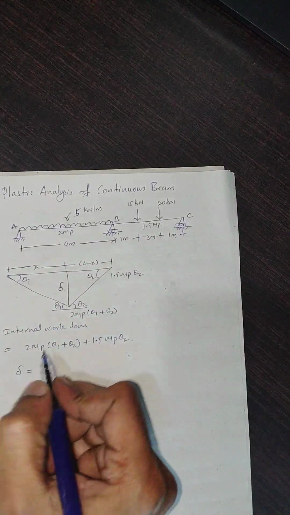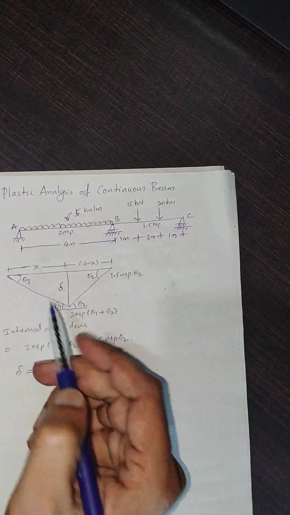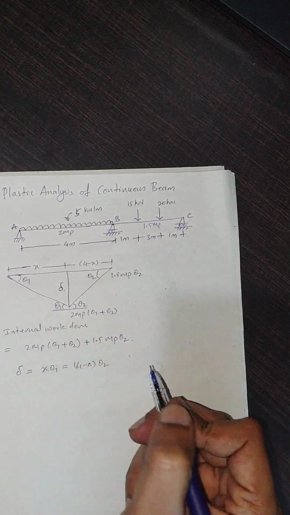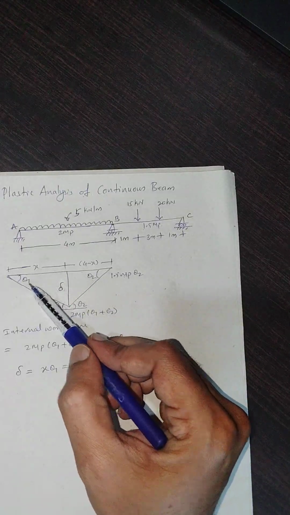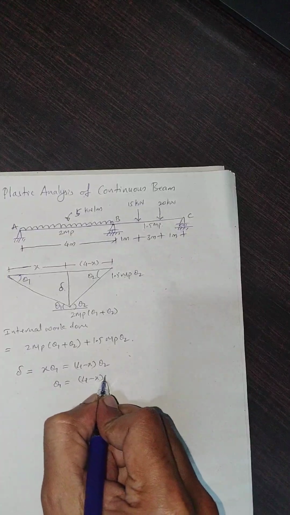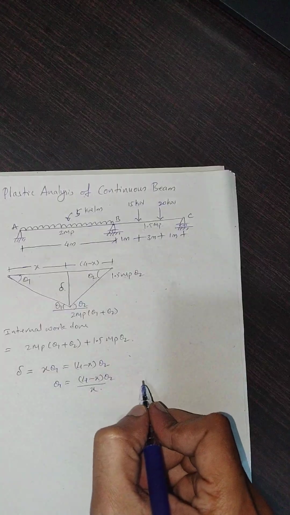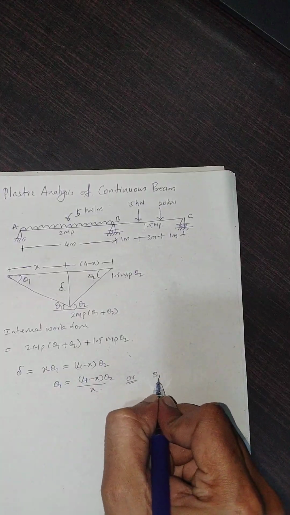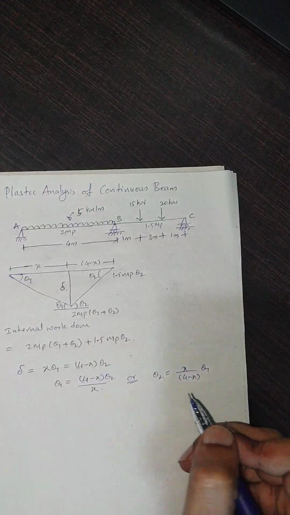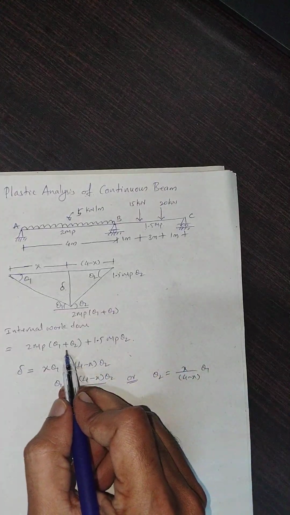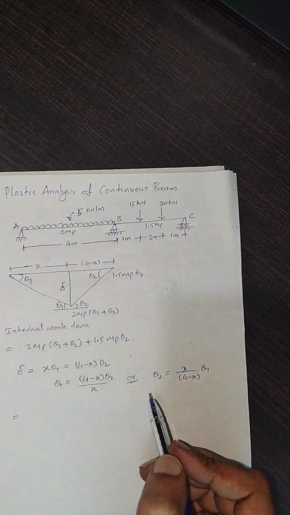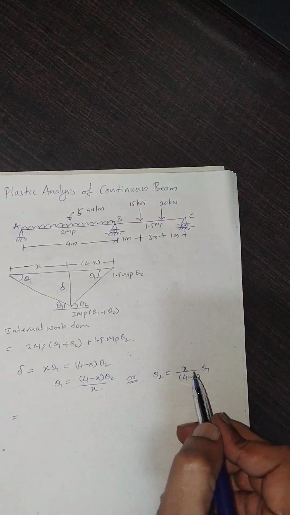Now the relation between theta 1 and theta 2 can be obtained. I can take delta equal to x theta 1, or (4 minus x) theta 2. So theta 1 is (4 minus x) theta 2 by x, or theta 2 can be written as x by (4 minus x) theta 1, right? Either of these two can be used in this internal work done. So what I do is take theta 2 in terms of theta 1 and substitute here.